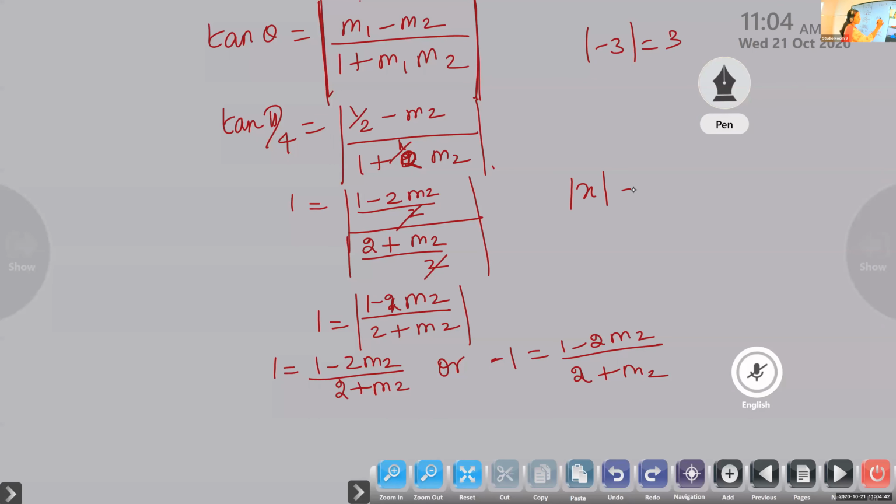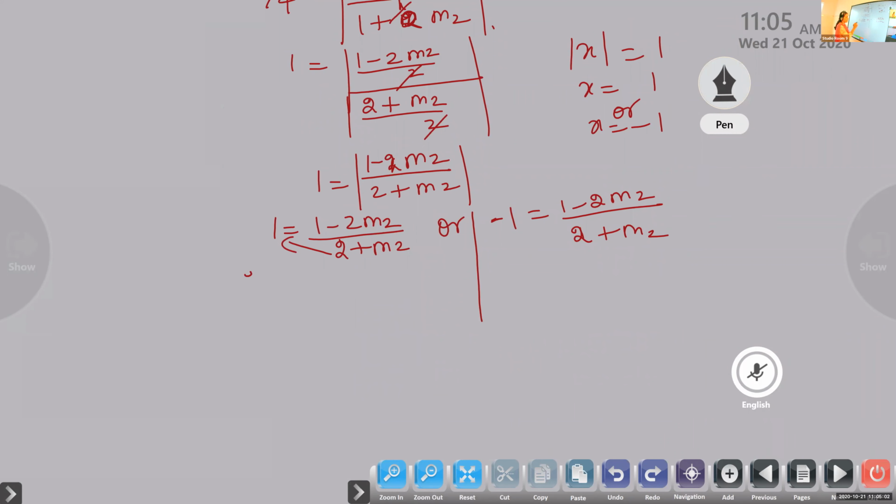Modulus of x is equal to 1 means x may be plus 1 or x is minus 1. That is the property we are using here. Modulus of some quantity is 1. That means this one may be plus 1 or this one may be minus 1. So you take the first part, simplify and find out. Cross multiply this. So 2 plus M2 is equal to 1 minus 2 M2. From here what is M2? Find it. Similarly here also you can cross multiply. So minus 2 minus M2 is equal to 1 minus 2 M2. From here what is M2? You can calculate.